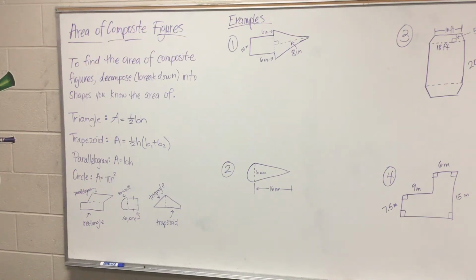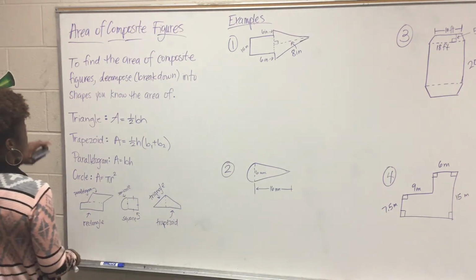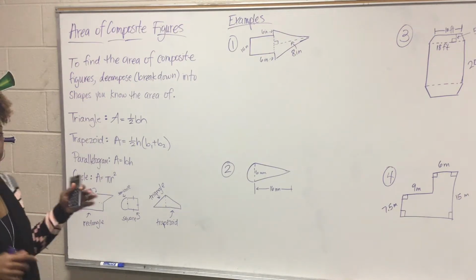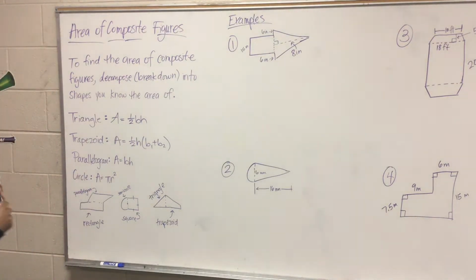Today we will learn about area of composite figures. So, areas of composite figures. To find the area of composite figures, you want to decompose, which means break down, the shape into smaller shapes that you already know the area of.